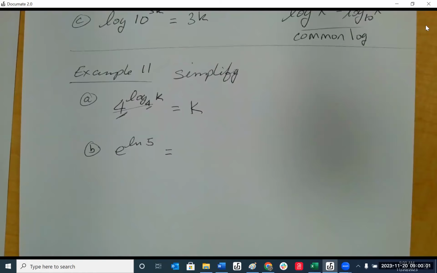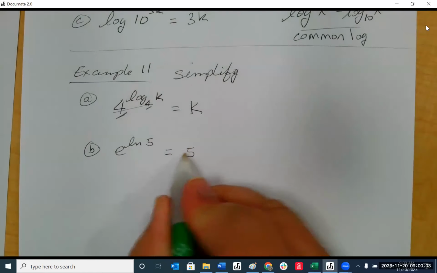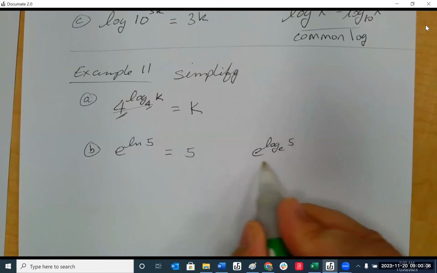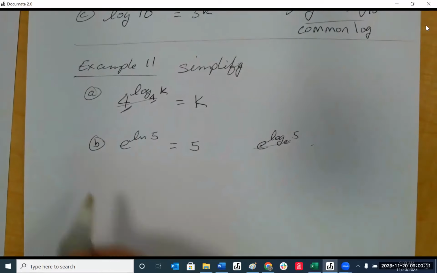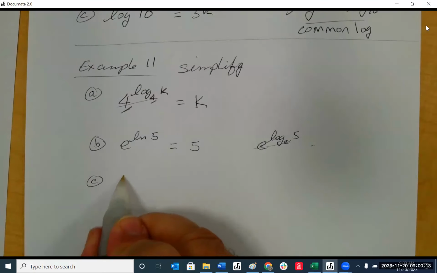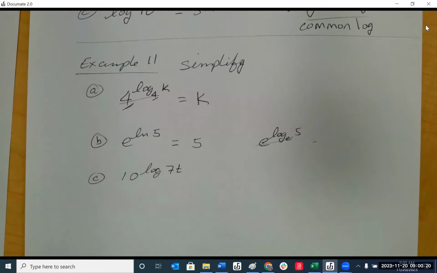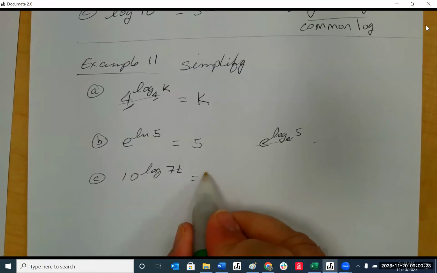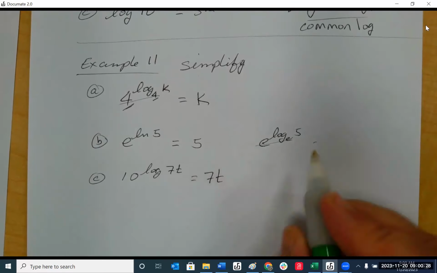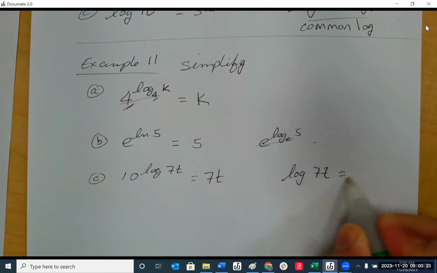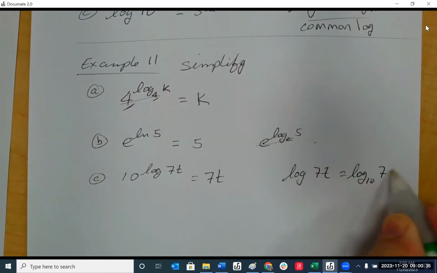E to the power ln 5. Yeah, because ln is log base E. So it just equals 5. Ten to the power log 7t. Because remember, if there's nothing there, log 7t is log base 10 of 7t.